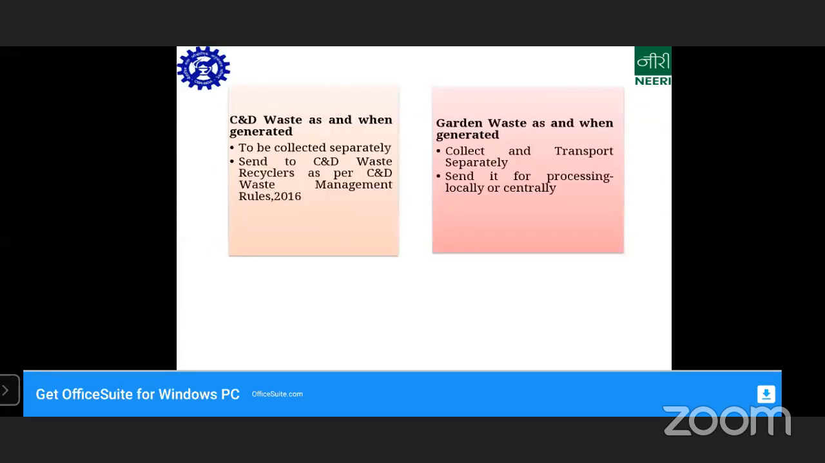Coming to the construction and demolition waste, it has to be collected separately as and when generated. Similar is the case with garden waste also. So these different types of waste and the timings of their collection has to be done by these people, and it is very, very important. You can also complain and take action if it is not done. You can go to the local authority and say that some of the waste is not collected in your area. You can take up these kinds of issues as students and even other people, faculty members.